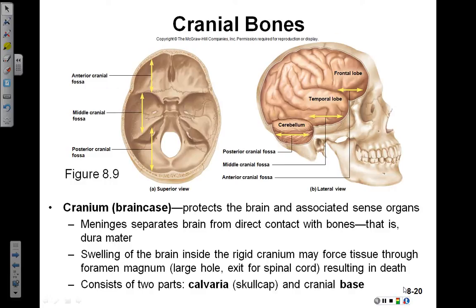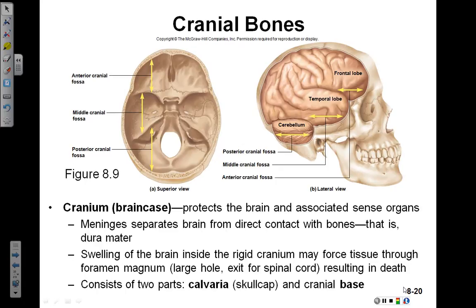Protects the brain and associated sense organs, meninges, the dura mater. The dura mater, guys, is like a connective tissue that's going to keep the brain from making contact with the skull. It's a protection around. The brain has to have a lot of added protection. When you guys take Dr. Wilson, you're going to talk about the dura mater. There's a pia mater, and you have an arachnoid mater as well.